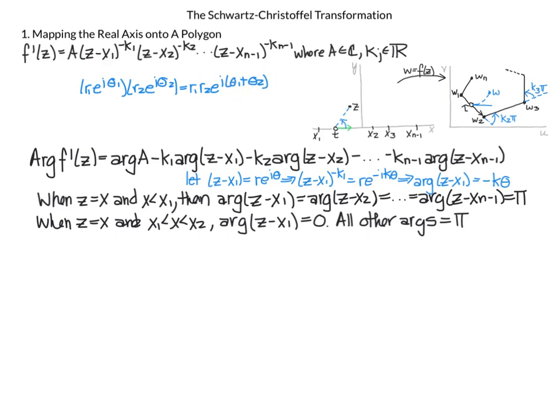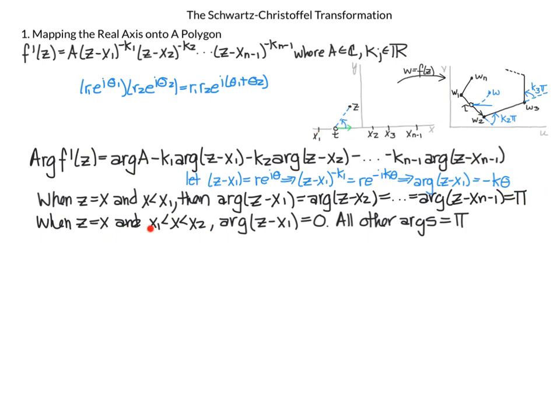So here we have n complex numbers, so we're going to take the argument of a, and then we add all their arguments, except because of this minus k1, we subtract all these arguments. Then we talked about what happens as we travel from negative infinity along the x-axis. Before we hit x1, the argument of z minus x1 is equal to pi, and actually the argument of everything to the right of x1 will be equal to pi.